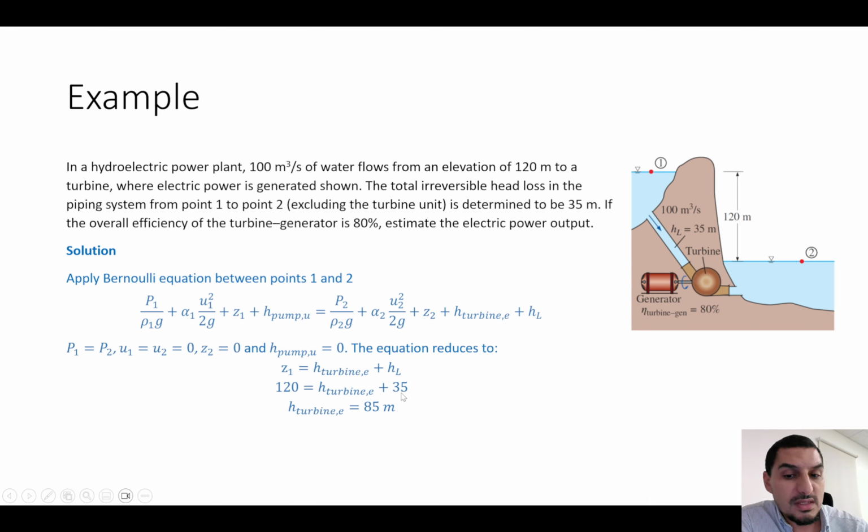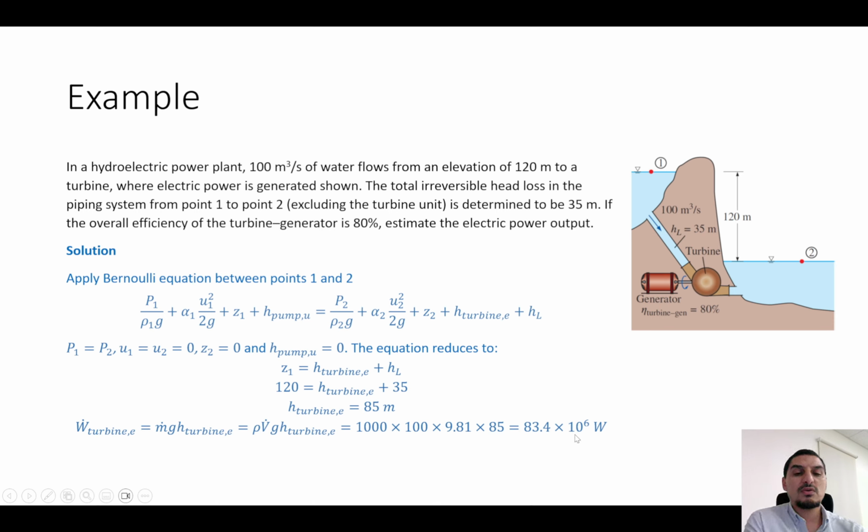This is not how much electricity the generator will produce. Okay, so from this we can calculate the extracted work of the turbine, by just multiplying this by m dot g, of course. We don't have the mass flow rate, but we know the volumetric flow rate and we know the density. So this density times the volumetric flow rate is the mass flow rate, times g times the H turbine, which we calculated. So this is the power that the turbine will produce, how many watts or joules per second.